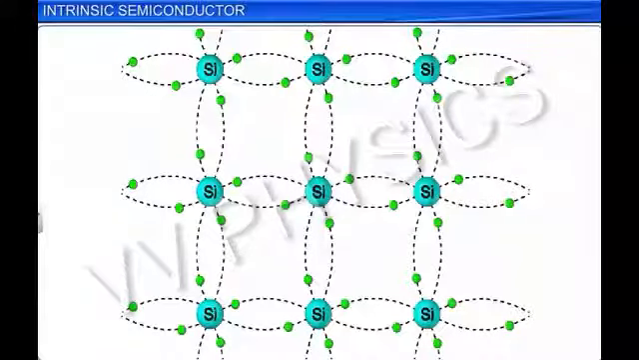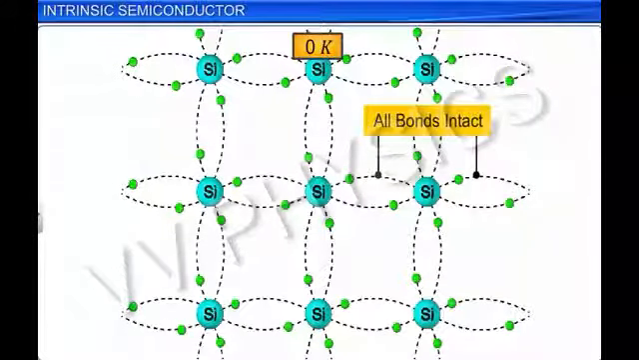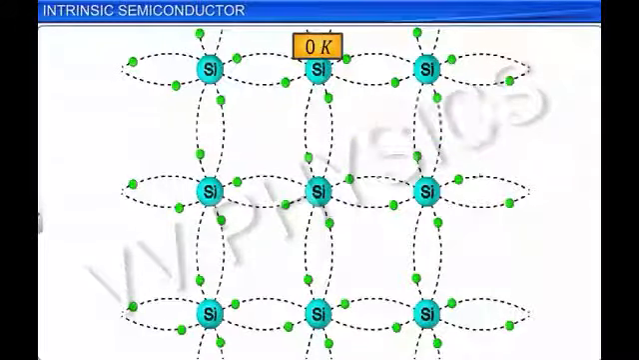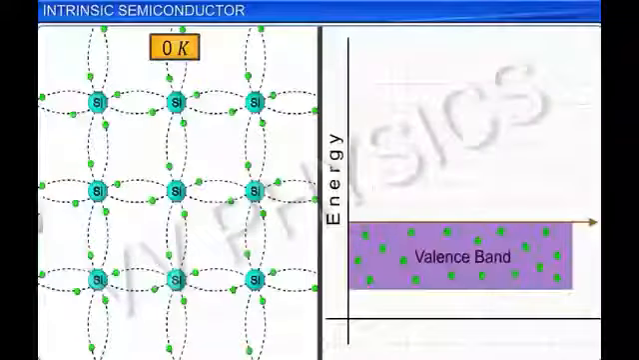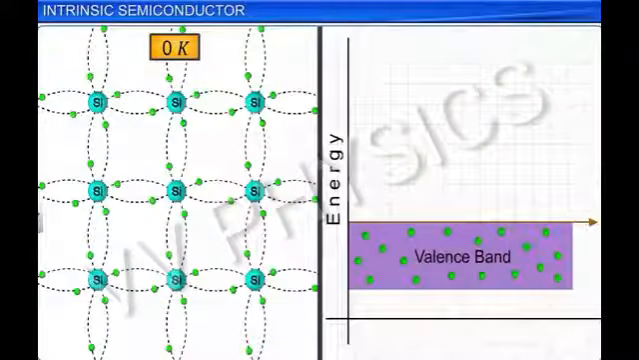At absolute zero, all the covalent bonds in the crystal lattice of an intrinsic semiconductor are intact. Thus, at absolute zero, there are no free electrons to occupy the conduction band, and the intrinsic semiconductor behaves like an insulator.